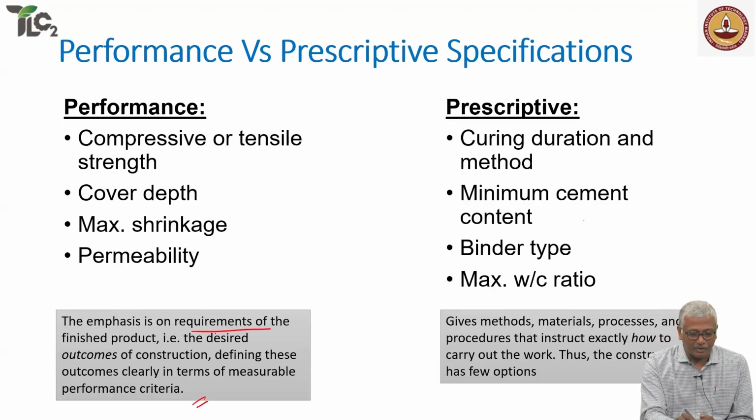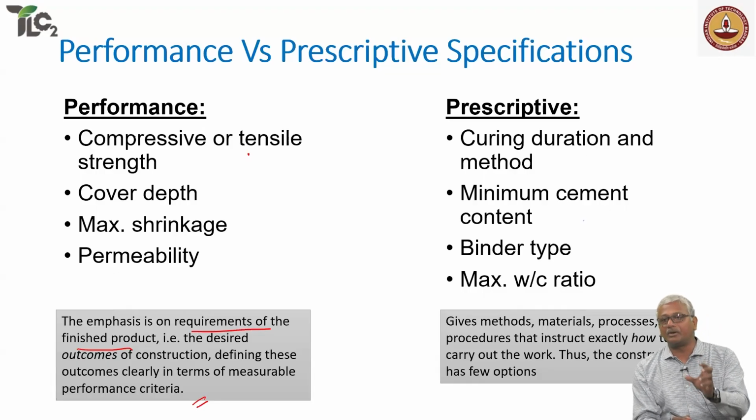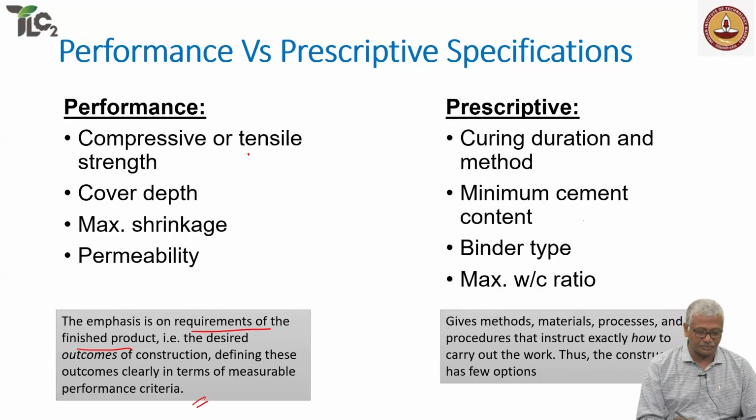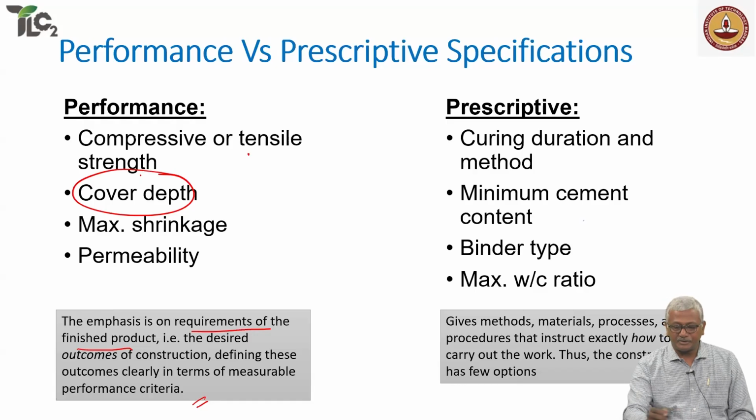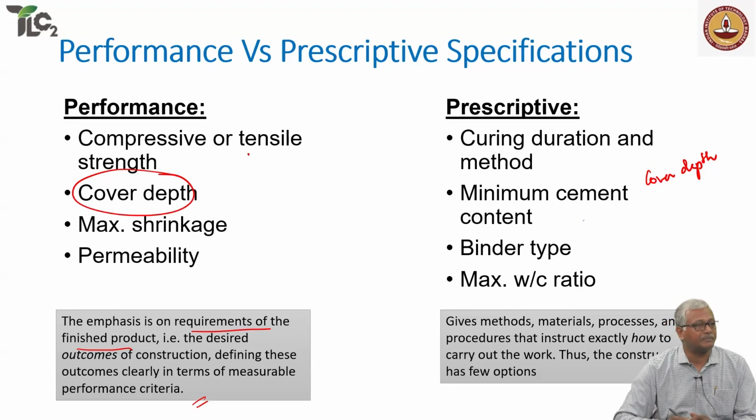The emphasis is on requirements of the finished product, like compressive or tensile strength, cover depth, maximum shrinkage, and permeability. So these are all performance parameters which need to be addressed by a careful assessment on either laboratory specimens or the structure itself. Now the issue is cover depth. Cover depth is also a prescription, right? Sometimes we say, okay, you need to have so much cover in this kind of an environment. But where does it become a performance spec is where we start measuring it. How do you measure the cover depth?